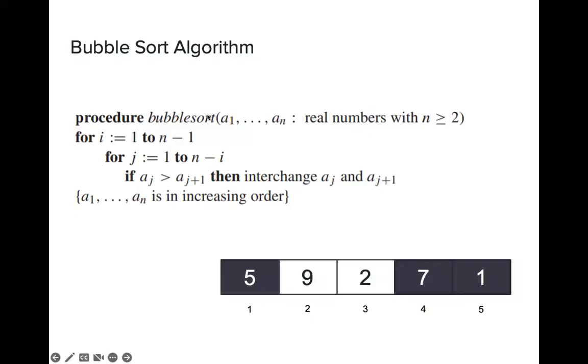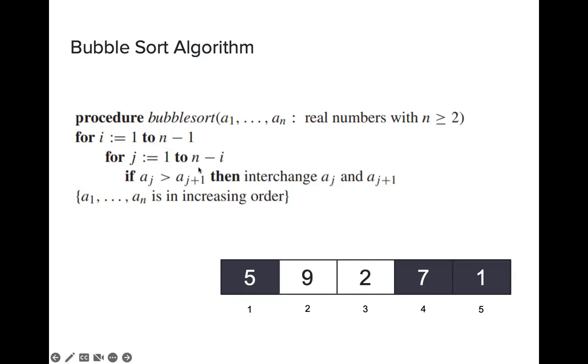Here is the procedure of the bubble sort. We have the input, which is a set of real numbers with n greater than or equal to 2. Why is this the case? Because if n is equal to 1, then there's no need to sort the sequence. So n should be greater than or equal to 2, a sub 1 until a sub n. For i equals 1 to n minus 1, or the number of passes, then we will iterate.